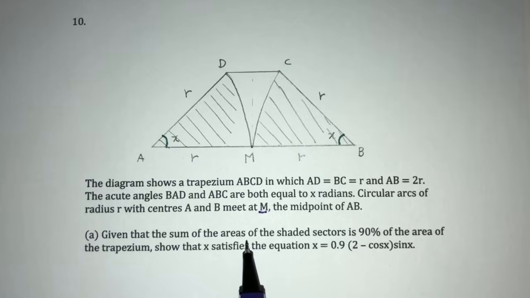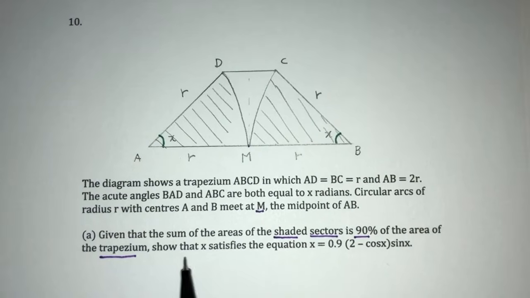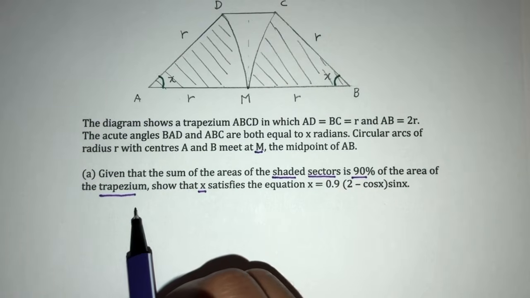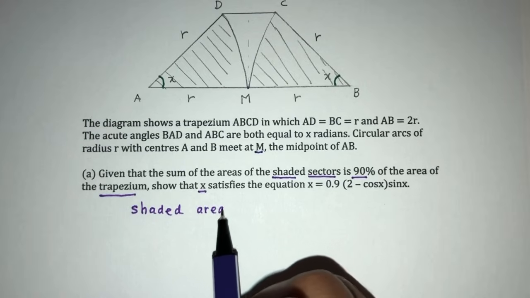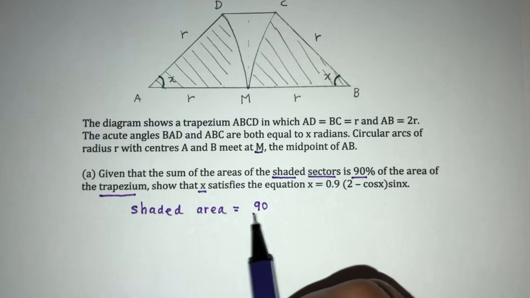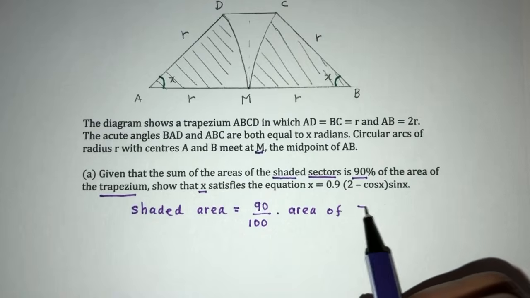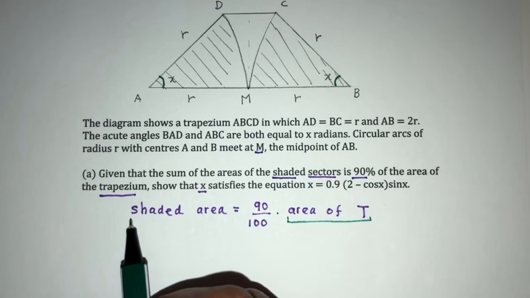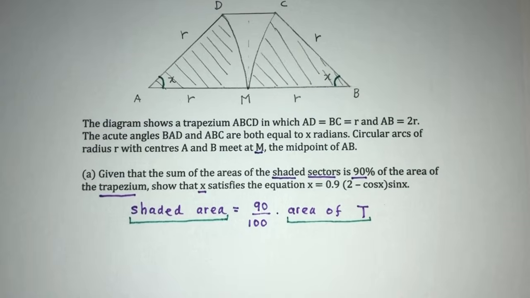Given that the sum of the areas of the shaded sectors is 90% of the area of the trapezium, we have to show that x satisfies this equation. So pretty easy. So we are given that the shaded area is equal to 90%, which is 90 over 100, of the area of the trapezium. So we have to find those two. We have to find this and this to show this is true. Let's go one by one.